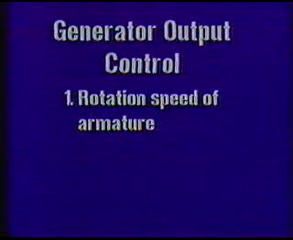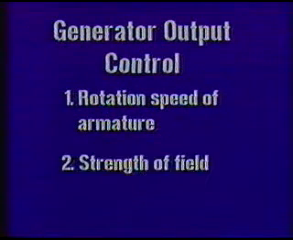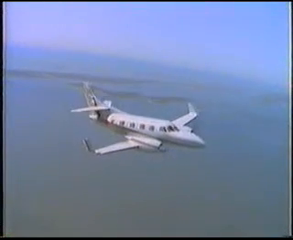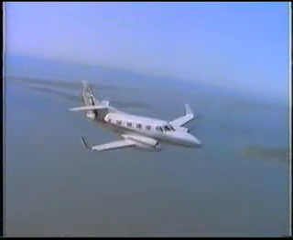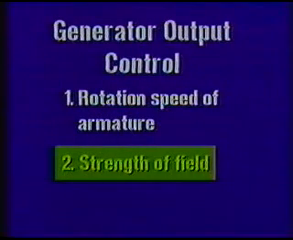The output of the generator can be varied by changing how fast we rotate it, or by changing the strength of the magnetic field produced by the field windings. The rotation speed is tied to the speed of the engine, and therefore is not practical to use as a means to control generator output. Varying the strength of the field is the most effective means to control the generator's output. This is accomplished by external circuitry that will vary the amount of electrical current flowing through the field.